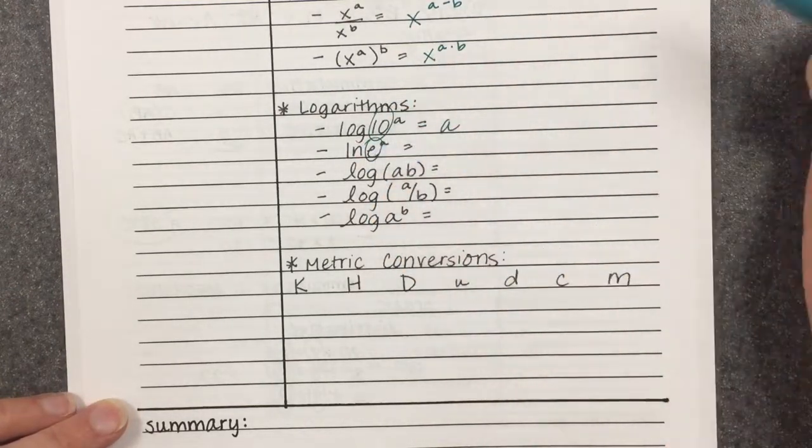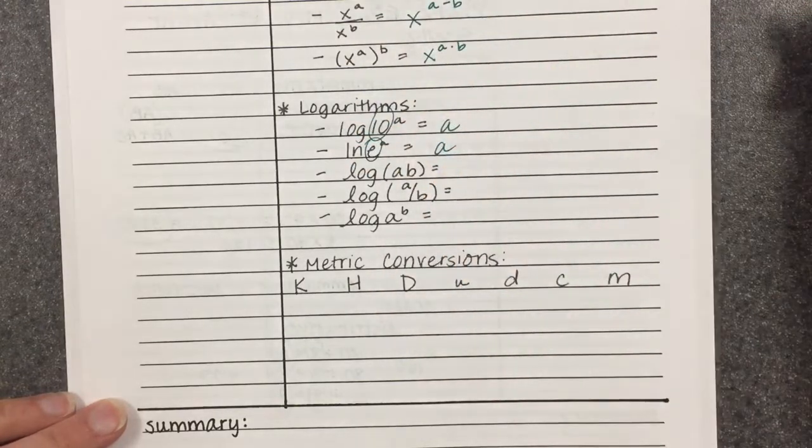So if I have e to the power of some exponent and I natural log it, guess what? I just get that number.